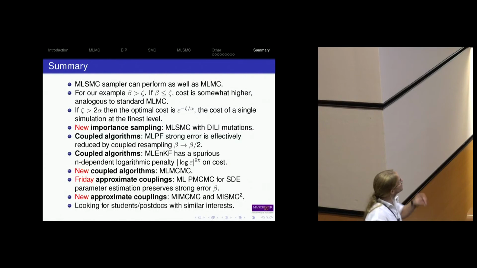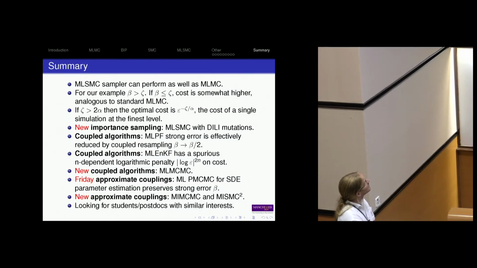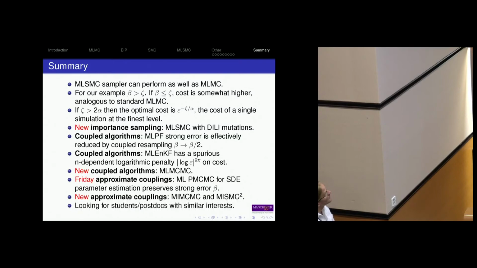Okay, so in summary, the multi-level sequential Monte Carlo sampler can perform as well as MLMC. We had beta bigger than zeta. If beta is less than or equal to zeta, you get a somewhat higher cost. That same thing happens with multi-level Monte Carlo. If zeta is bigger than 2 alpha, then the best you can do is a single simulation at the finest level. And that happens a lot with PDE, actually, or SPDE.